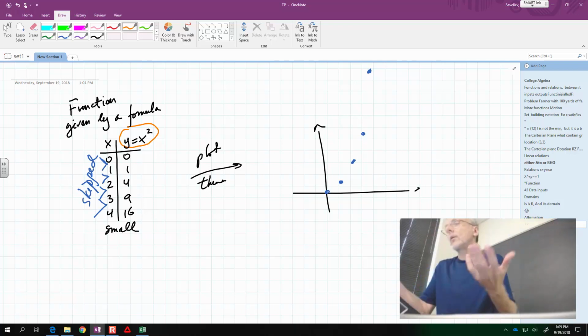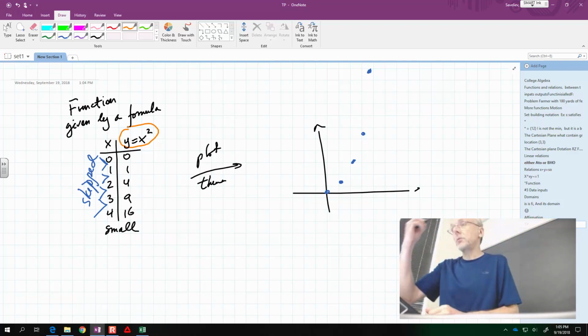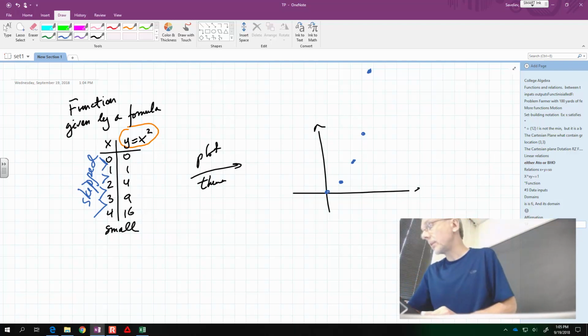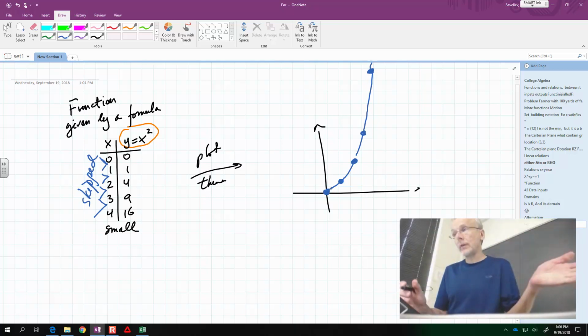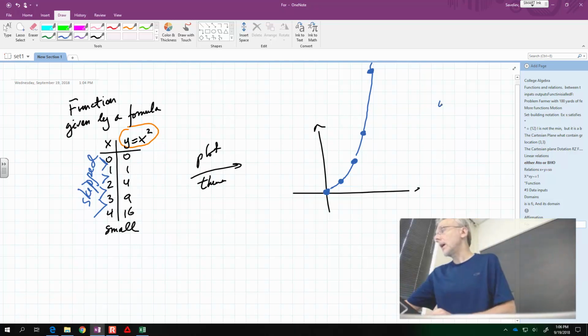Fortunately, you either use your imagination a little bit and connect them by curves like this, or your spreadsheet or whatever graphic capability you are using will do it for you. These points will be connected into a curve, as I did a few times with Excel. So the function given by a formula is on the left, and its graph is here.